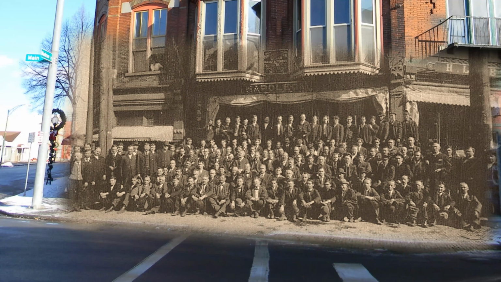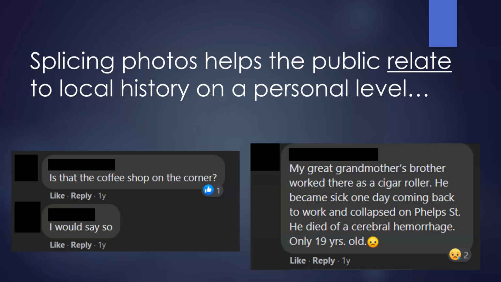And when I put this on social media, I started to see that type of engagement. Someone says, oh, my great grandmother worked there. And someone starts telling stories, and then someone else starts telling stories. And I think that in this way, these photos help people relate at a personal level as well. Again, through the power of place.